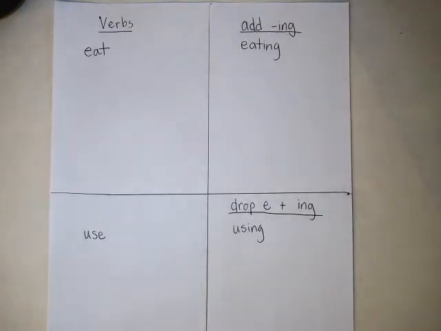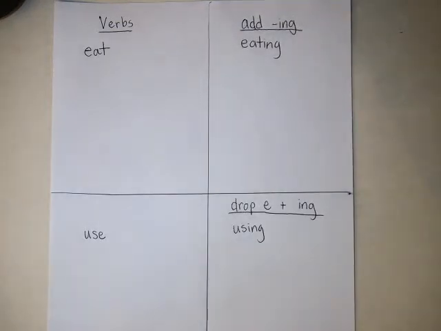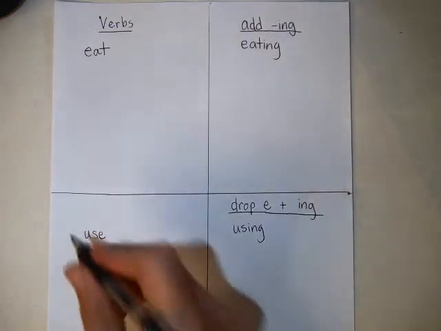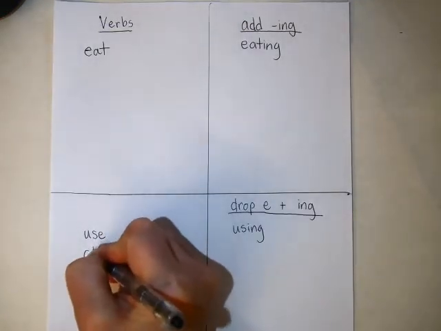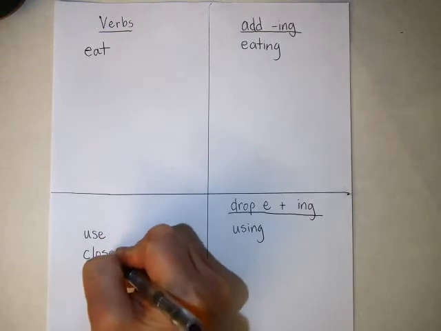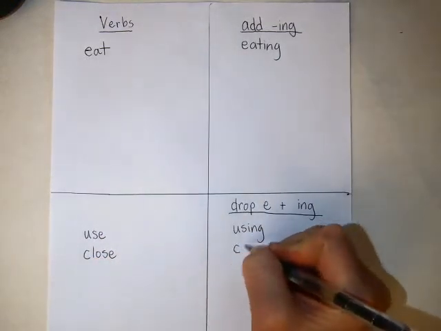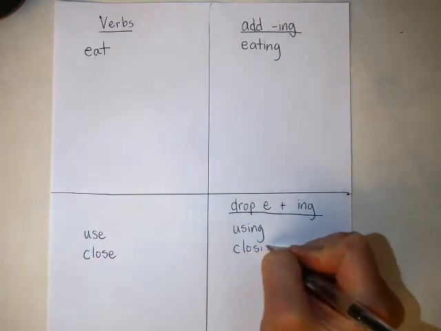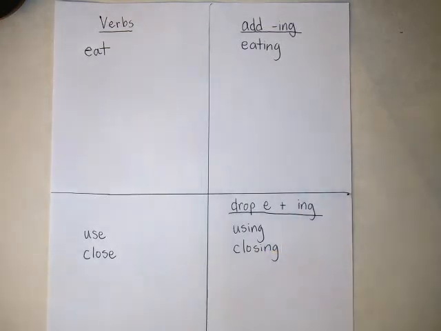Your next one is close and closing. Please close the door. I am closing it right now. Close and closing. Okay, so think about it. Do you just add an ing, or do you have to drop an e off somewhere? Close and closing, we have to drop an e off. Okay, so you want to check that. Close and closing. See how the e just disappears?